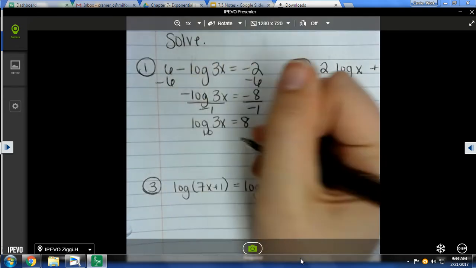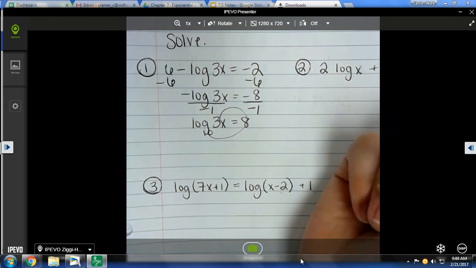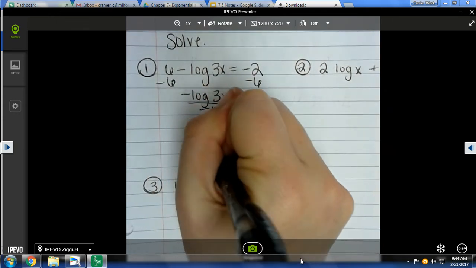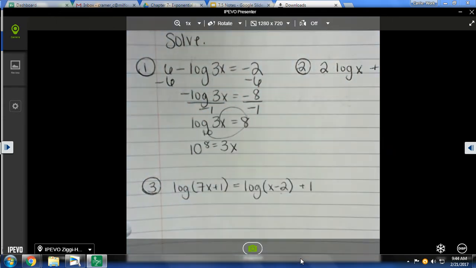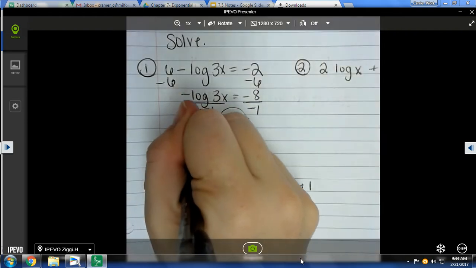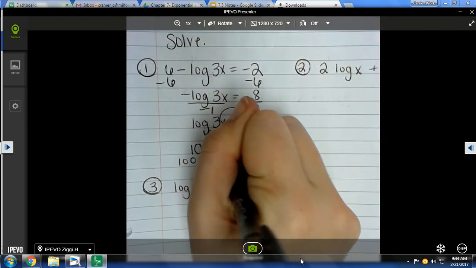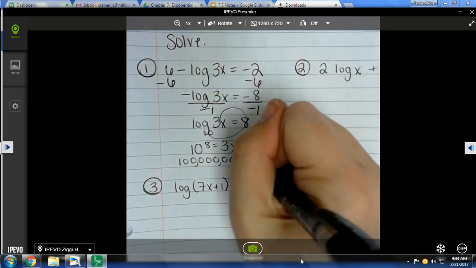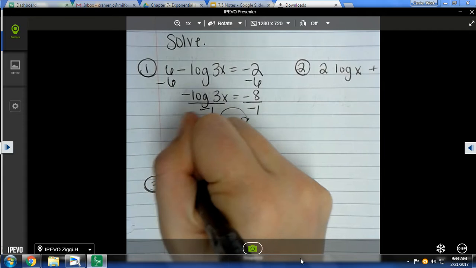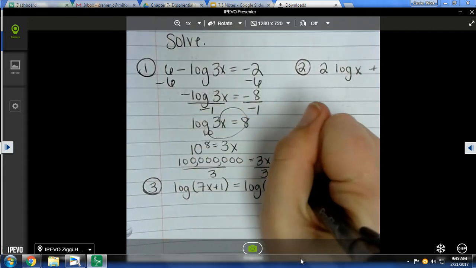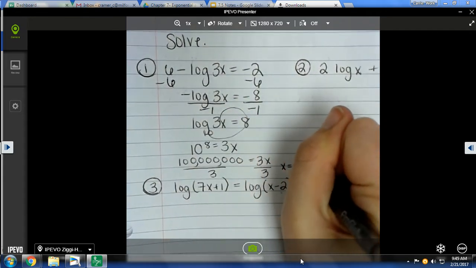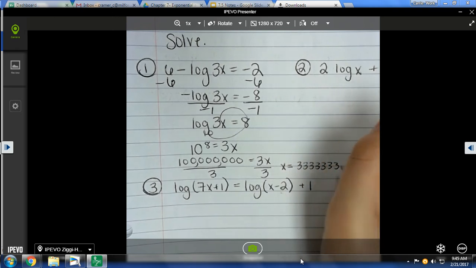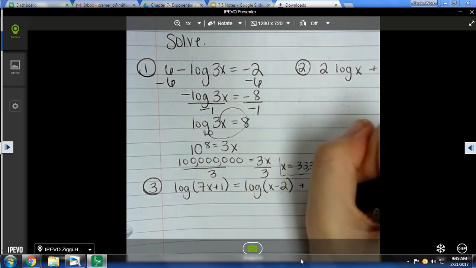We know this base is a common log, so the base is 10. So we have 10 to the 8 equals 3x. We write it in exponential notation, which would be 10 with 8 zeros, equals 3x. And then we divide by 3, and we get x equals 3, 3, 3, 3, 3, 3, 3. Should be 8 threes, one more, 0.33 repeating. And that would be our solution.